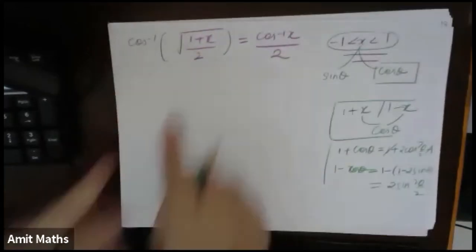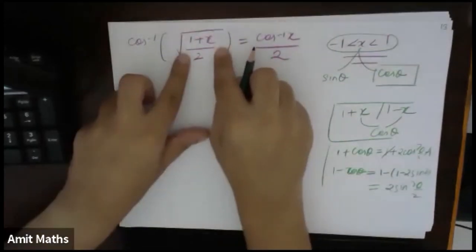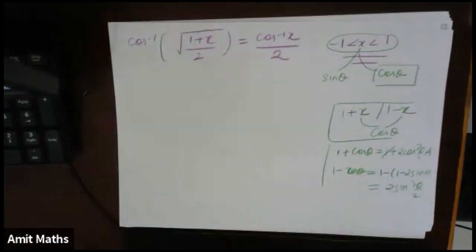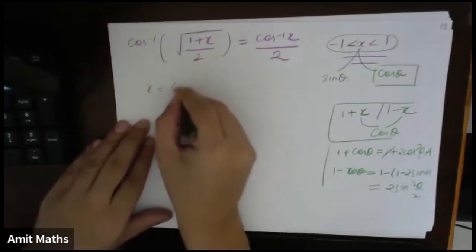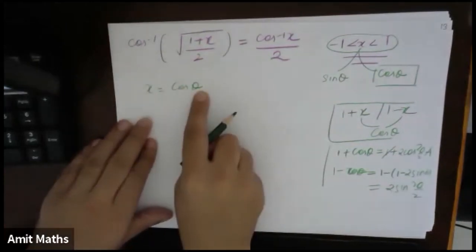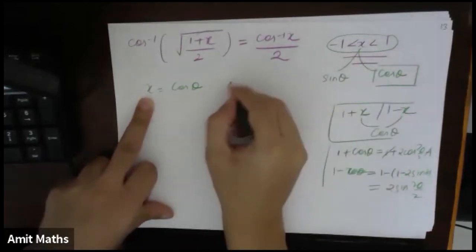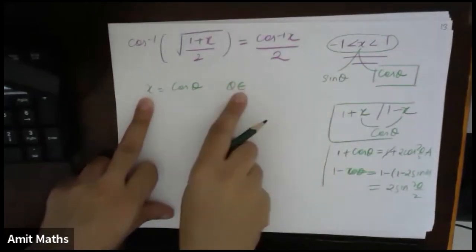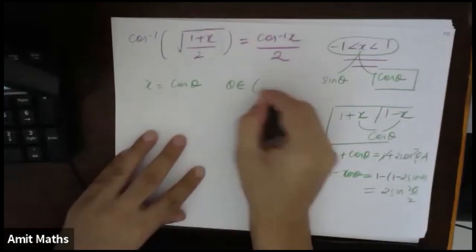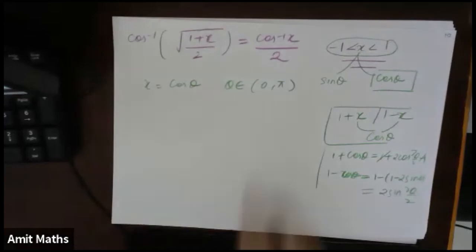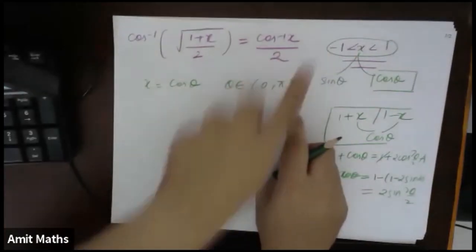So if you ever see this, you have to substitute x as cos theta. So let's take x equals cos theta. If x is equal to cos theta and x is from minus 1 to 1, then theta belongs to which range of angle? Theta will belong simply to 0 to pi, because from 0 to pi, cos takes all the values.